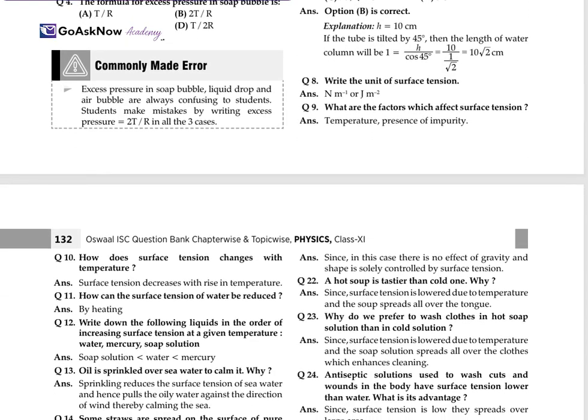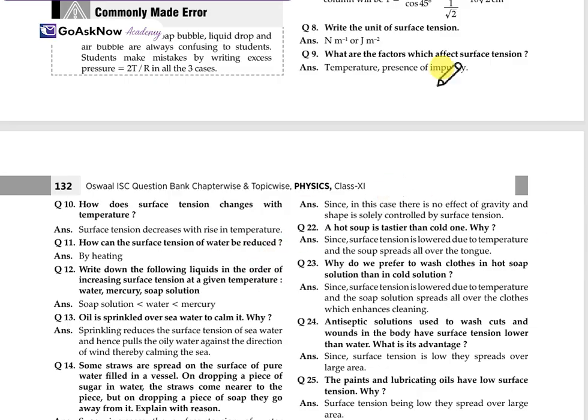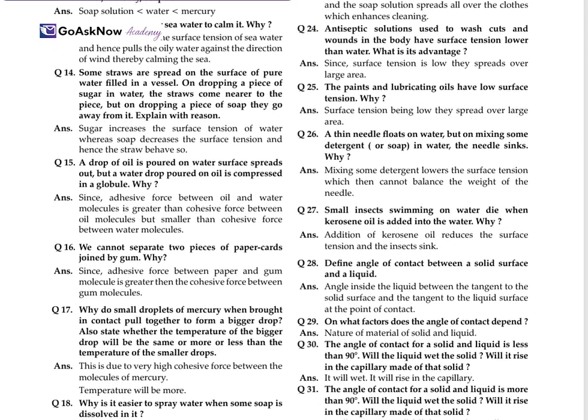Now, these are some basic questions, like the units of surface tension. What are the factors which affect the surface tension? Temperature, pressure, presence of impurity. How does the surface tension change with the temperature? Surface tension decreases with the rise in temperature. Hot soup is tastier than the cold one. Why? Since the surface tension is lowered due to the temperature, the soup is spread all over the tongue. This is why hot soup is tastier than the cold one. So these are very basic questions related to surface tension only.